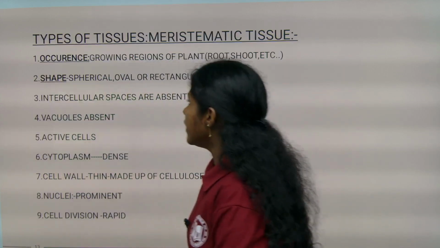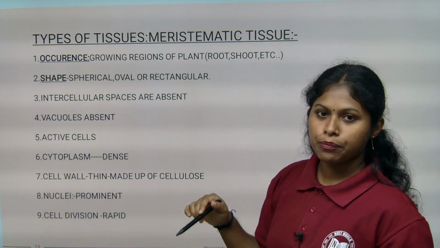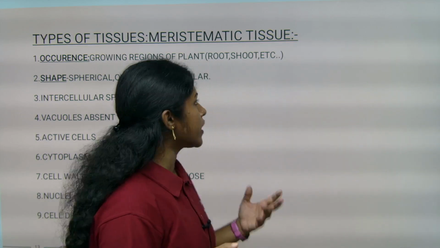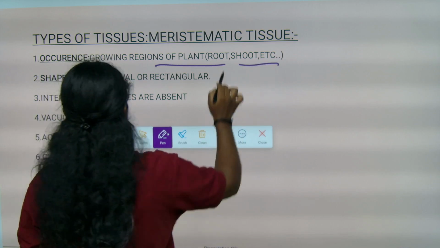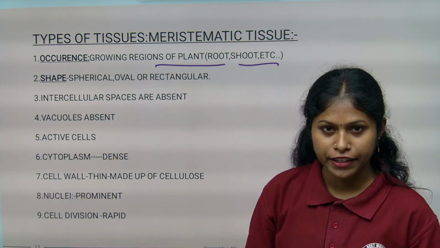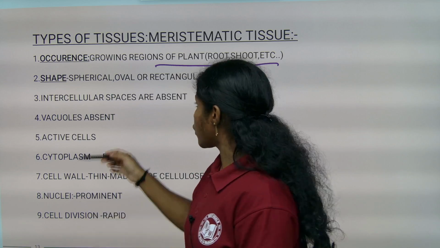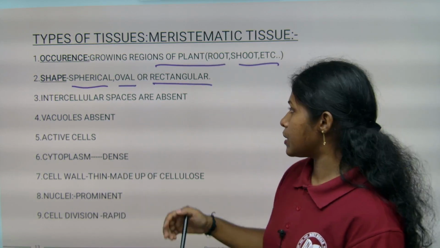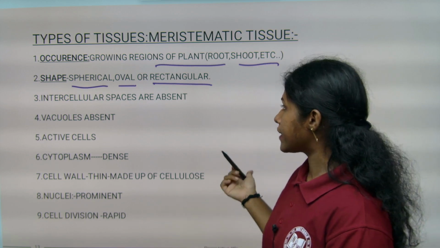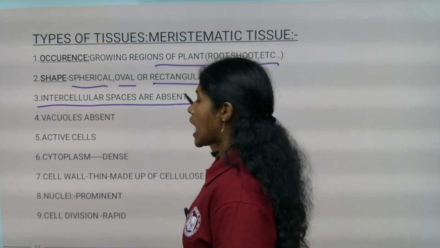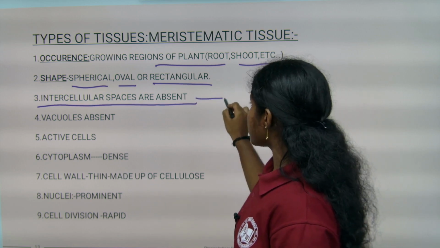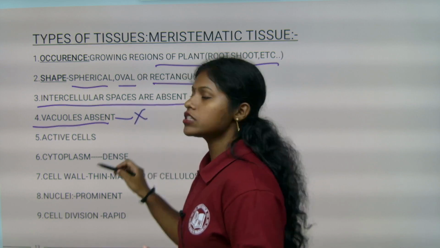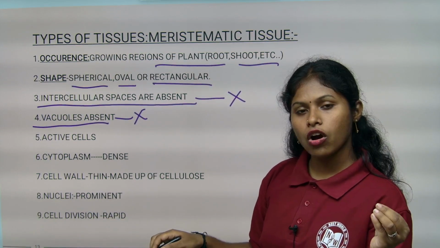Let's see, children. Here is the occurrence: in which regions is the meristematic tissue present? In the growing regions of the plant. What are they? They are the roots and shoots, right? The shape of the meristematic cells may be spherical, oval, or rectangular. It may be of any shape. And intercellular spaces are absent. We already know about that. The vacuoles are also absent, and if present, they do not have any specific function as they are not well developed.